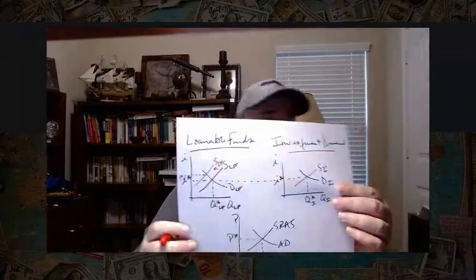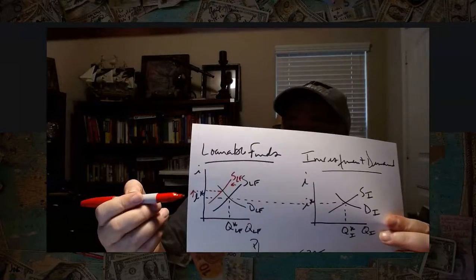And when I sell banks securities, the banks have to give me money for those securities. They now have less money. They can't loan out a Treasury security. So they have less money to loan out. The supply of loanable funds has shifted leftward. All right? Causing interest rates to rise.